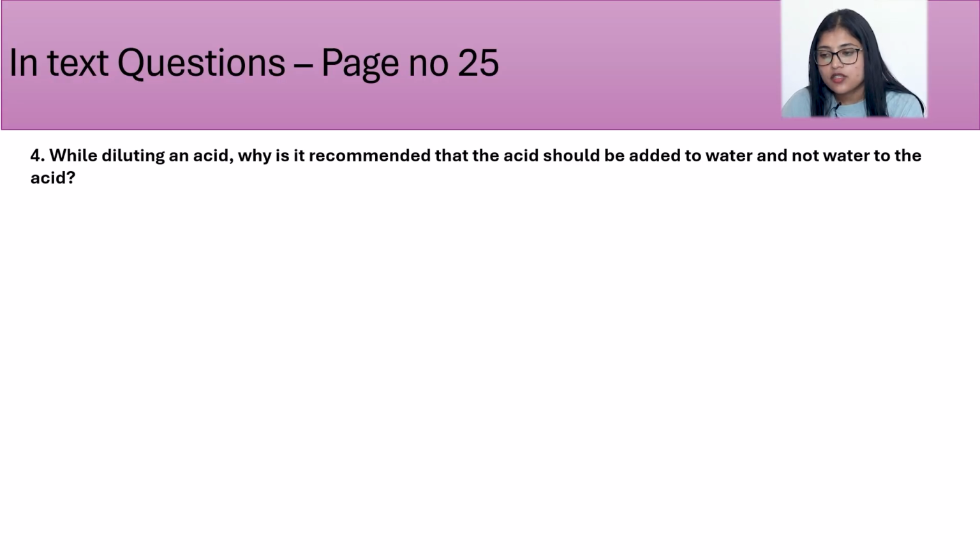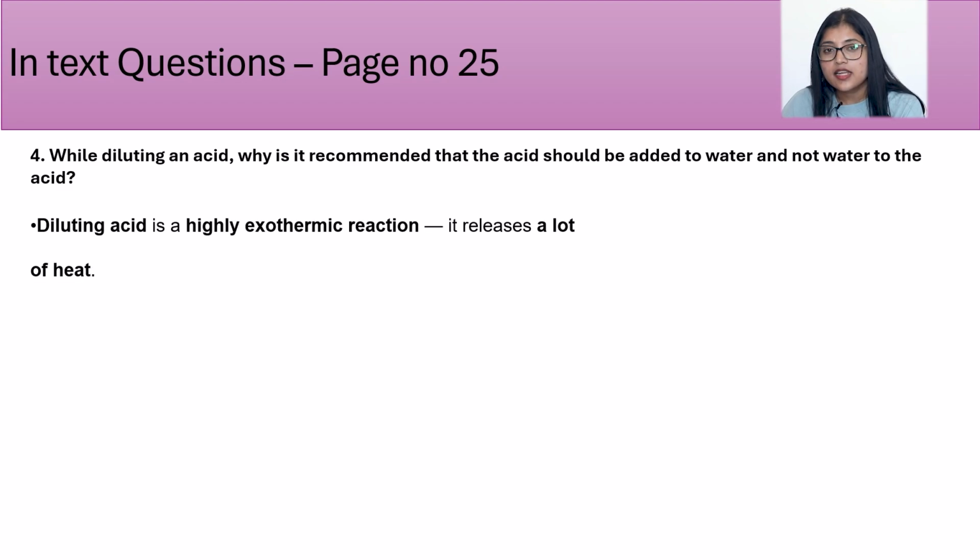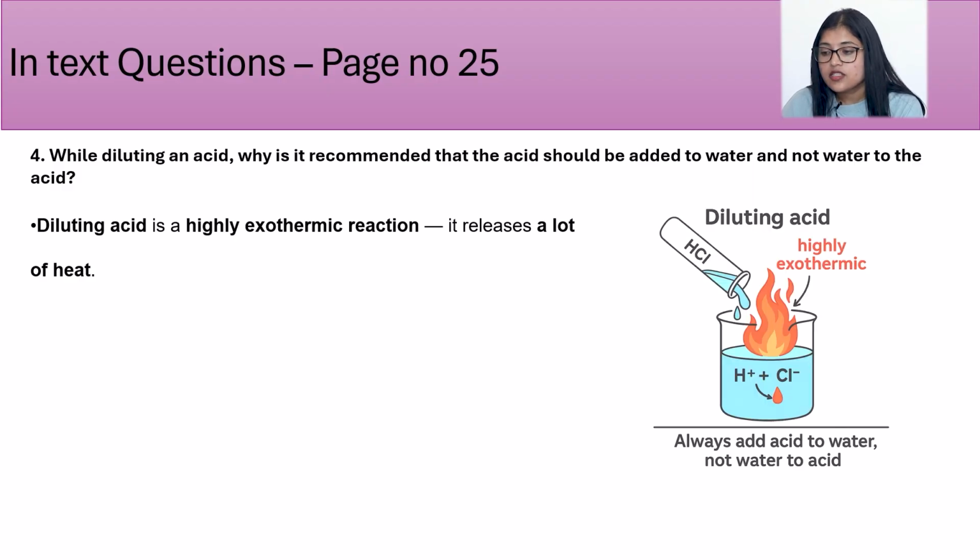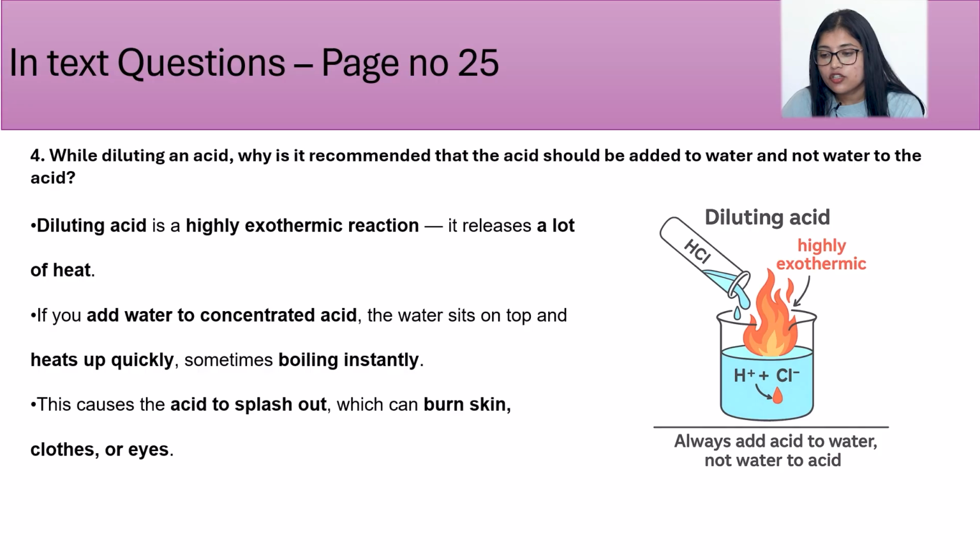While diluting an acid, why is it recommended that acid should be added to water and not water to acid? This is because diluting an acid is a highly exothermic reaction. It releases a lot of heat, and when this heat is released, the water sits on the top and heats up quickly, sometimes boiling instantly. Now this boiling can cause acid to splash out, which can burn skin, clothes or eyes. That is why it is recommended that acid should be added to water and not water to the acid.